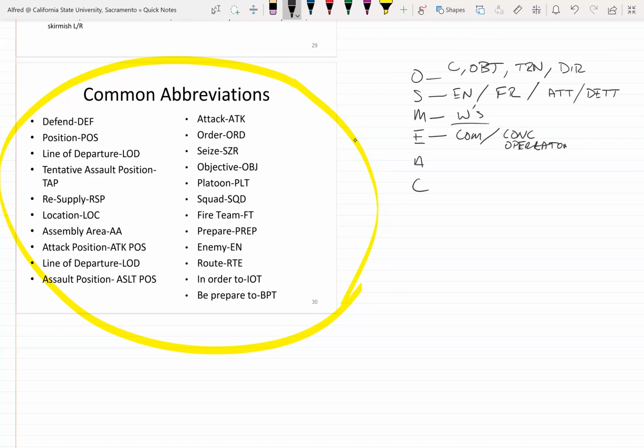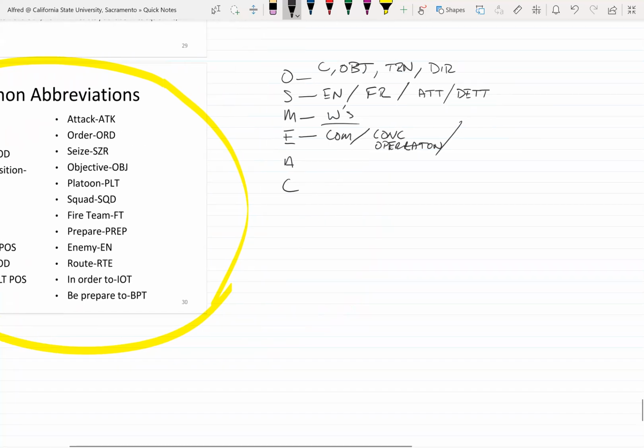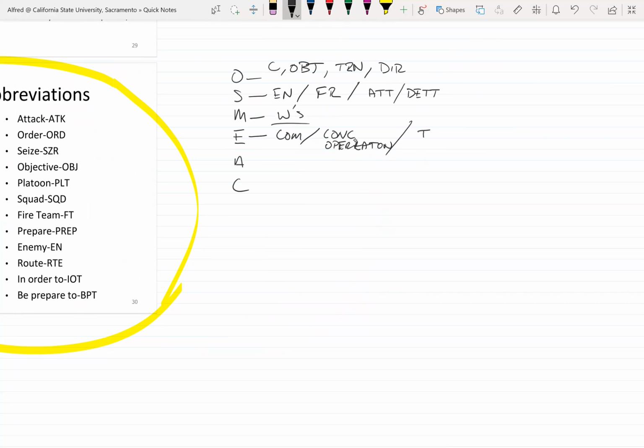Oh God, I can't write. Let's pretend I didn't just write that. You have your commander's attack, concepts of operation, tasks, and you have your coordinating instructions.